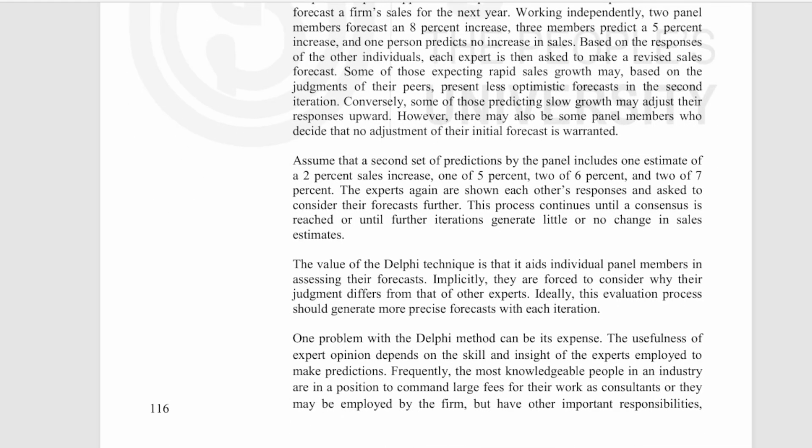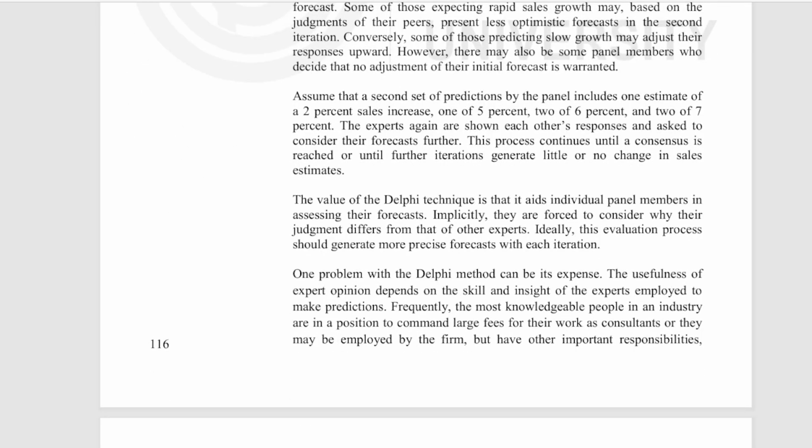Assume that the second set of predictions by the panel includes one estimate of a 2% sales increase, one of 5 percent, two of 6%, and two of 7%, and the experts again are shown each other's responses and asked to consider their forecast further. This process continues until a consensus is reached or until further iterations generate little or no change in sales estimates.